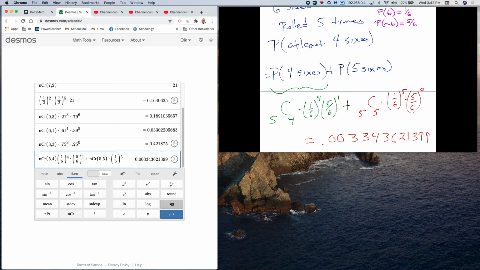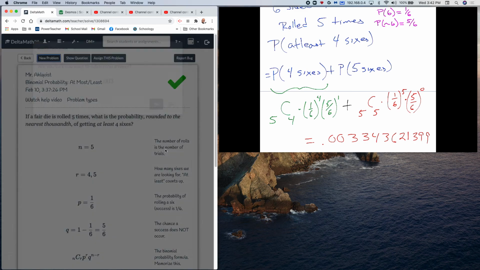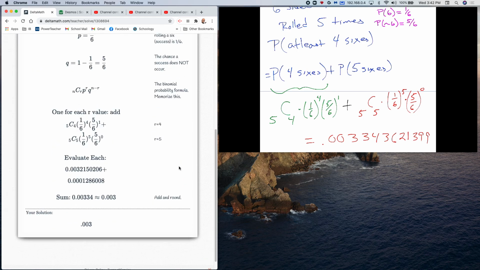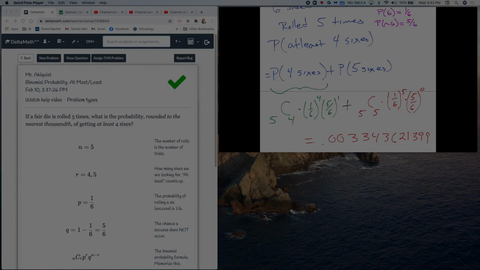And what I get is 0.0033343621399. Now you don't need all those decimal places because this asks for rounded to the nearest thousandth, so that's 3 decimal places. So if I just put 0.003, I should get the right answer, and it'll go through and show you how to do that. If you have questions, let me know. That should end all the videos. You should have enough information to do all the problems.